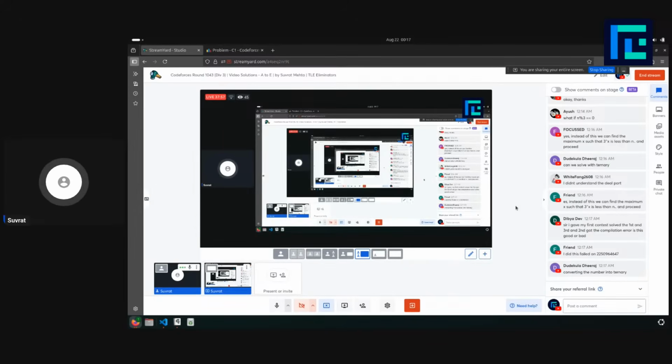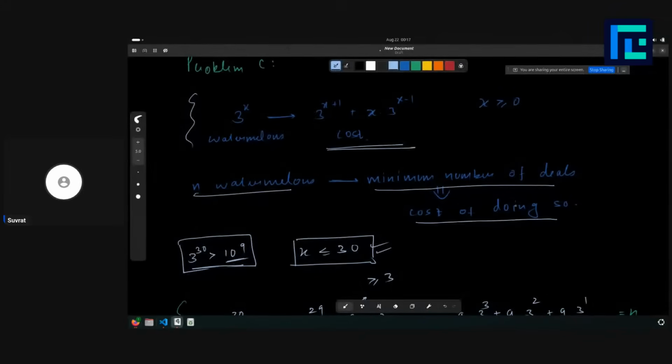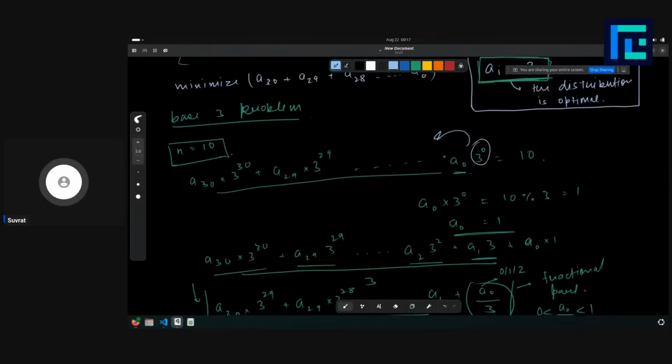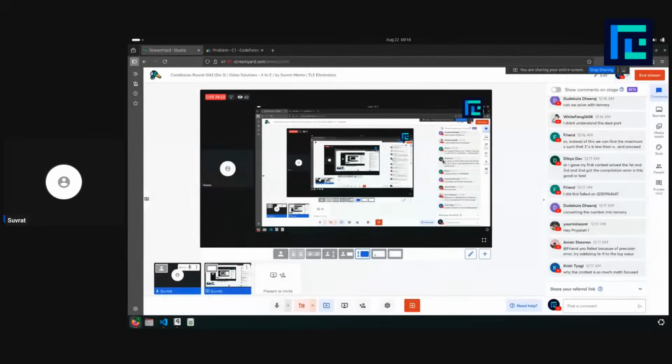Converting the number into ternary. Basically, base 3 is ternary. Ternary and binary are just names for base 3 and base 2. I did that. I just gave the proof of why actually you follow that process while converting to ternary or base 3.